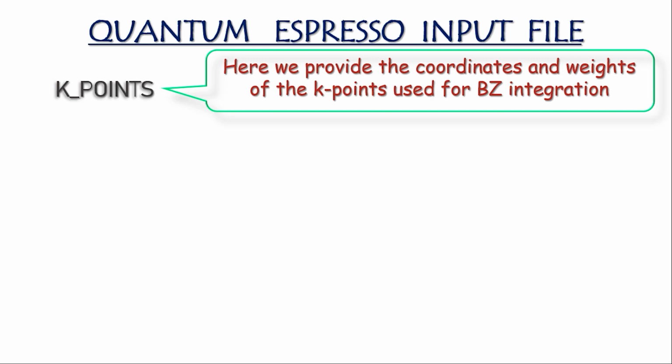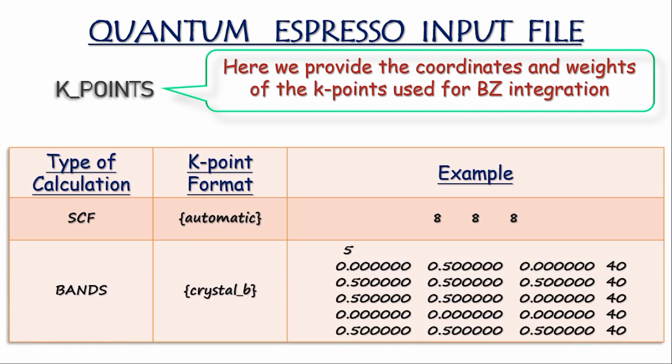Now there are different formats of putting the k points depending upon what calculation you are doing. For self-consistent field calculation, the k point format will be automatic. For example, it will be 8, 8, 8. So then 8 points will be used along kx direction, 8 along ky, and 8 along kz direction.